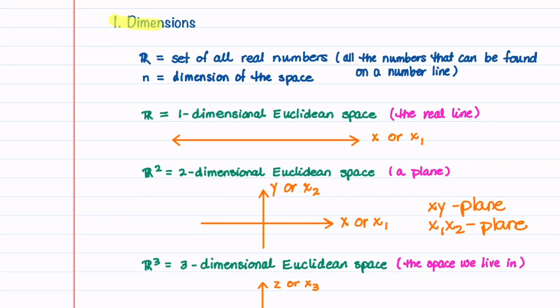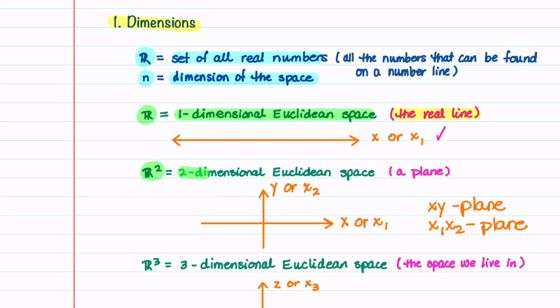The first key characteristic is dimensions. The symbol R and the letter N are used to describe Euclidean space. R is the set of all real numbers, and that's all the numbers that can be found on a number line, and N is the dimension of the space. Because R is the set of all real numbers, it's called one-dimensional Euclidean space, and it's just the real line shown here. We'll label the line with coordinates x or x1.